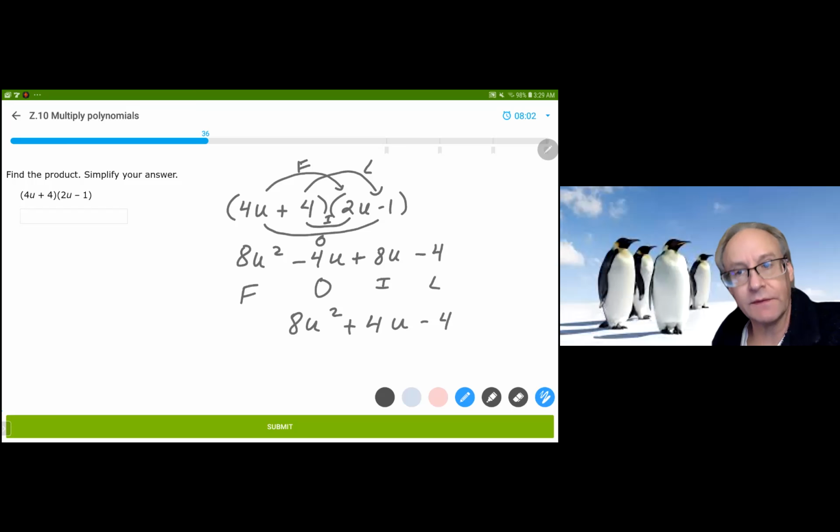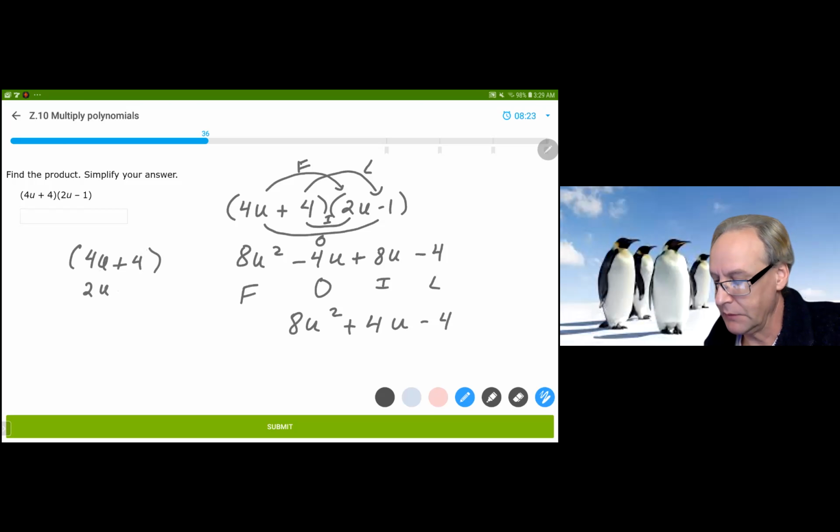Now, my preference and what you really need to practice, if you haven't done this in the other sections, you need to go back to the binomials. You need way more practice than they've given you. They only gave you about 30 multiplications, and hopefully you're going to do even more than that. 4u plus 4 times 2u minus 1.